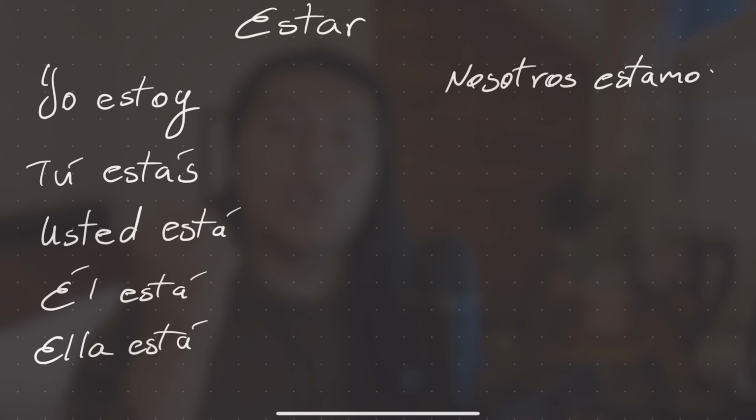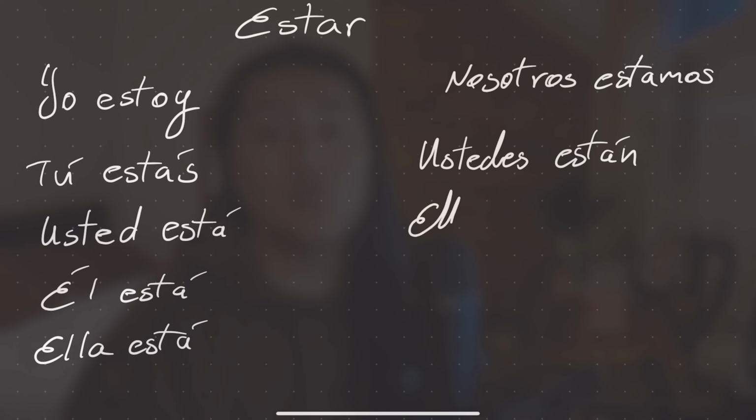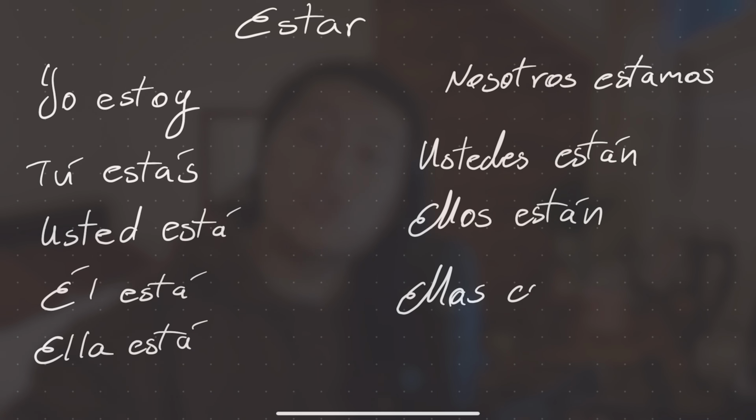Now, when do we use estar? When do we use the other one? Estar, like we did with ser, we're going to go over all of the pronouns in Spanish in simple present. Yo estoy. Tú estás. Usted está. Él está. Ella está. Nosotros estamos. Ustedes están. Ellos están. Ellas están. So that's how we conjugate it. So let's get into it. Let's see how we're going to use it, when we're going to use it.